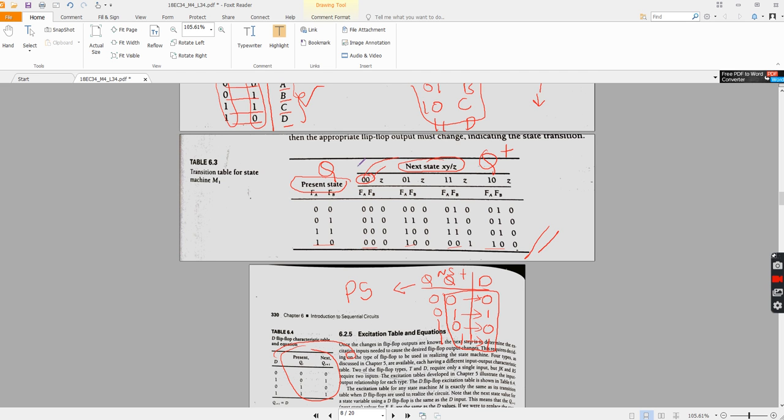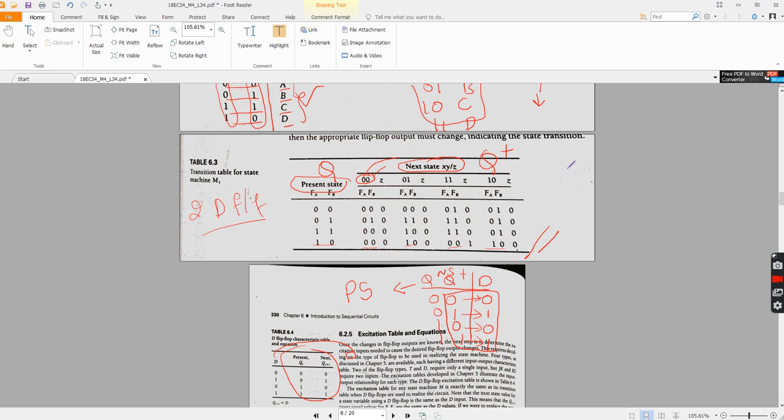So now I'll ask my first question. How many flip flops am I using here? Two. So how many D flip flops do I need? I need 2 D flip flops. And how many inputs does each D flip flop have? Only one input. Other than the clock, the D flip flop has only one input.